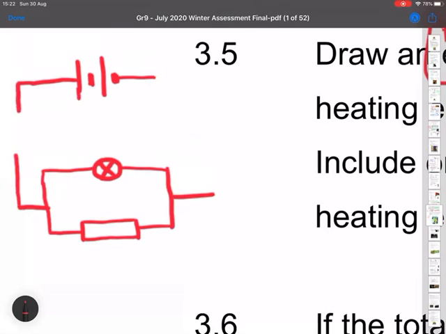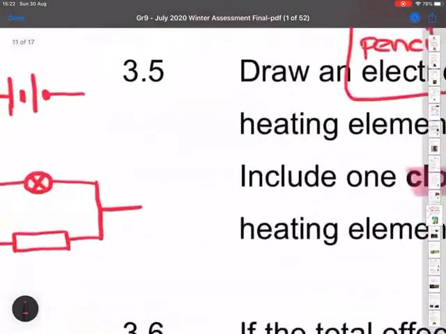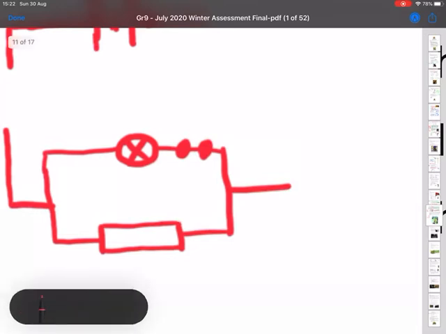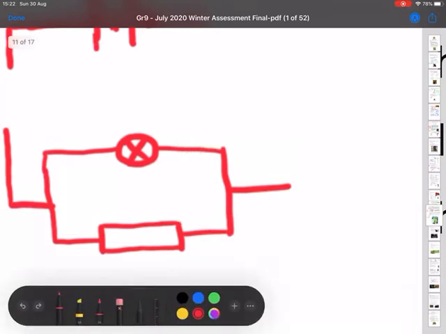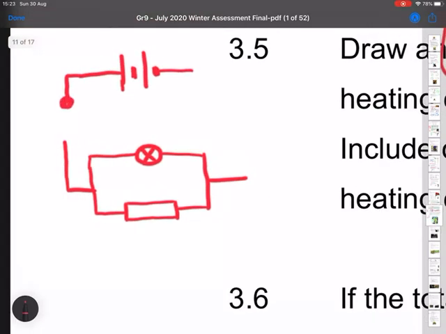You also need to have a switch. However, it says that the switch must control both the indicator light bulb and the resistor. So if you put your switch over here, for example, it would only control the bulb, not the resistor. So you need to have the switch in a position that controls both, so your switch had to be in series.